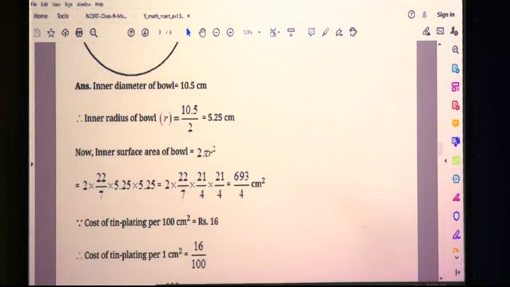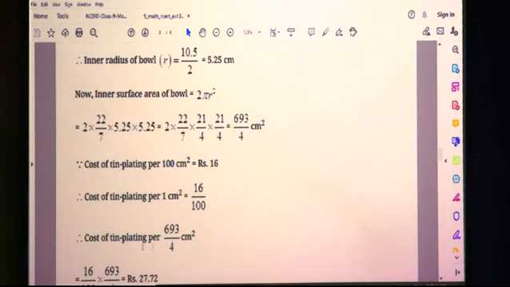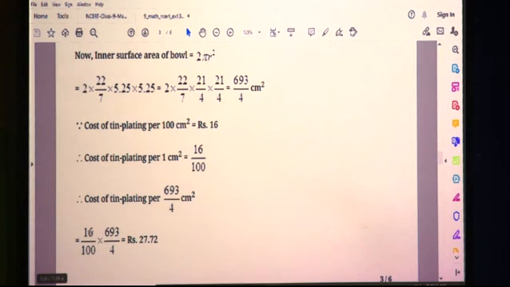Proceeding further, as cost of tin plating per 100 centimeter square is equal to rupees 16, cost of tin plating per 1 centimeter square is equal to 16 upon 100. Therefore, cost of tin plating per 693 upon 4 centimeter square is 16 upon 100 multiplied by 693 upon 4, which is equal to rupees 27.72. After doing the calculation, the cost we are getting is rupees 27.72.